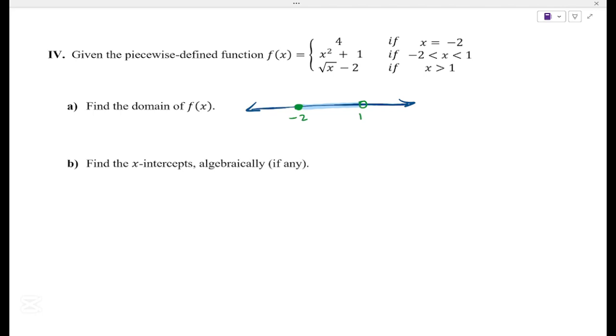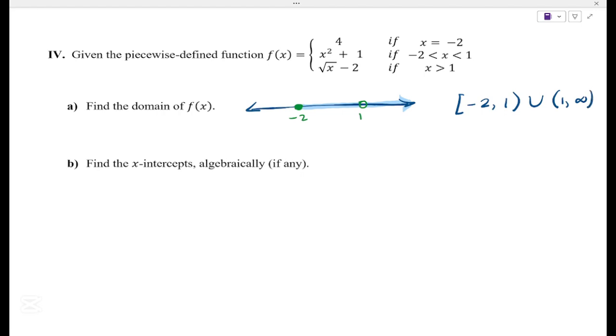Then after that, the third domain is x greater than 1. When you see x greater than 1, not including 1, but more than 1, I have to continue shading this on the right side of 1. As you can see here, it's very clear that the domain, you will write this as starting from minus 2 up to 1, open at 1, then union from 1 to infinity. So that is the domain.